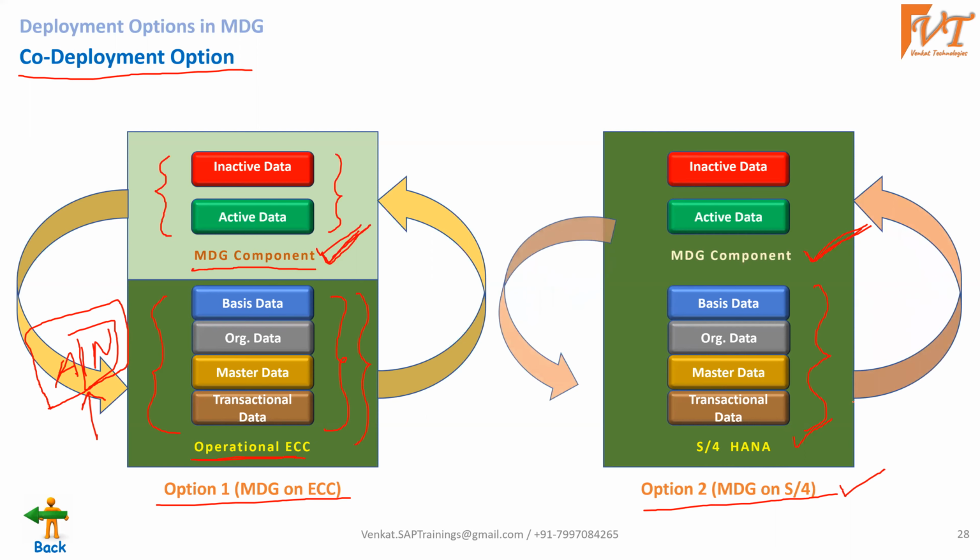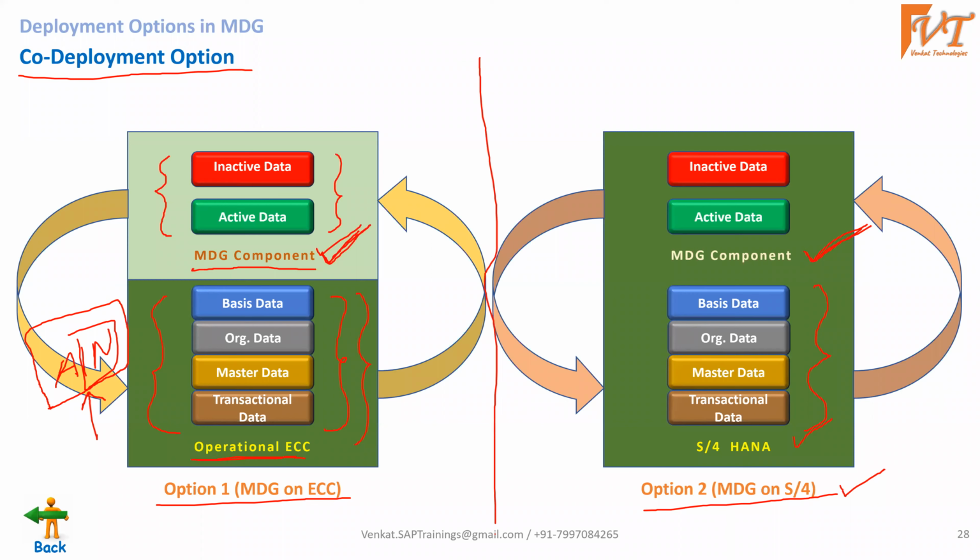Again, the data can be shared. This will come back again. So this is about the co-deployment option. In co-deployment, we have two types of options. We can implement MDG on the traditional ECC system or the S4HANA system. So is this clear for everyone? Co-deployment option means within the system we are using the MDG. Correct. Yeah.